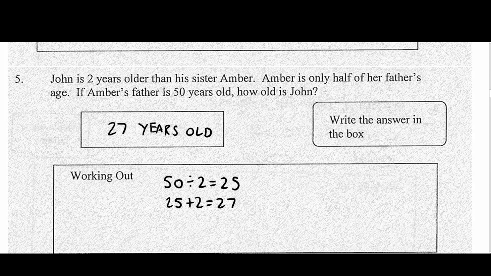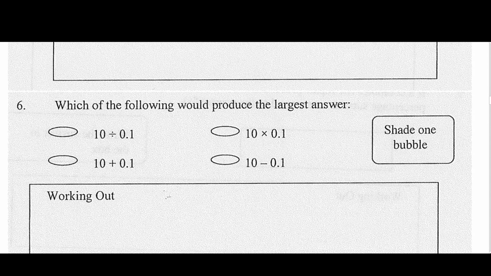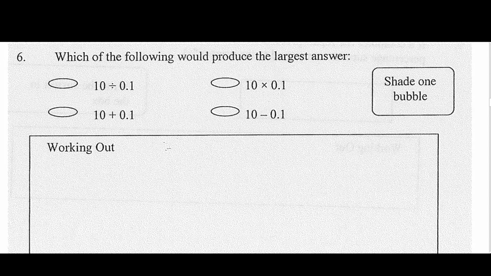So John is 2 years older than his sister Amber. Yep, we've done that. Amber is only half of her father's age. If Amber's father is 50 years old, how old is John? We've answered that question.